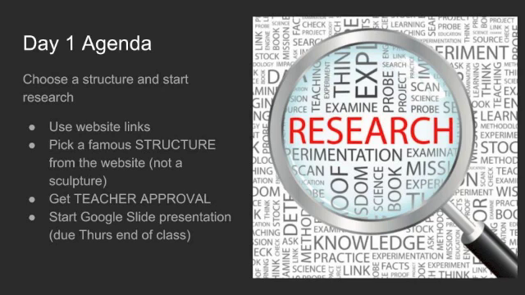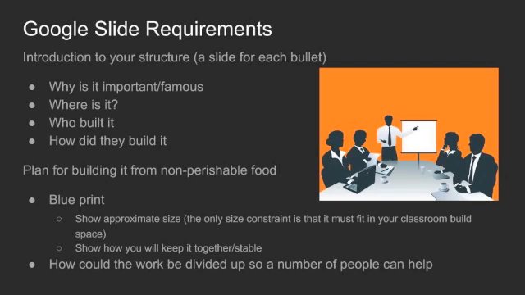Okay, now to what we're doing today. So here's what you're going to do in just a minute. Today, you're going to go ahead and choose your famous structure, and you're going to do your research. There are links on the challenge website that give you ideas of structures. You don't have to choose one of those. You can choose any structure, but you must get teacher approval, and it must be school appropriate, and it must be a famous structure. Then you're going to start your Google slide presentation.